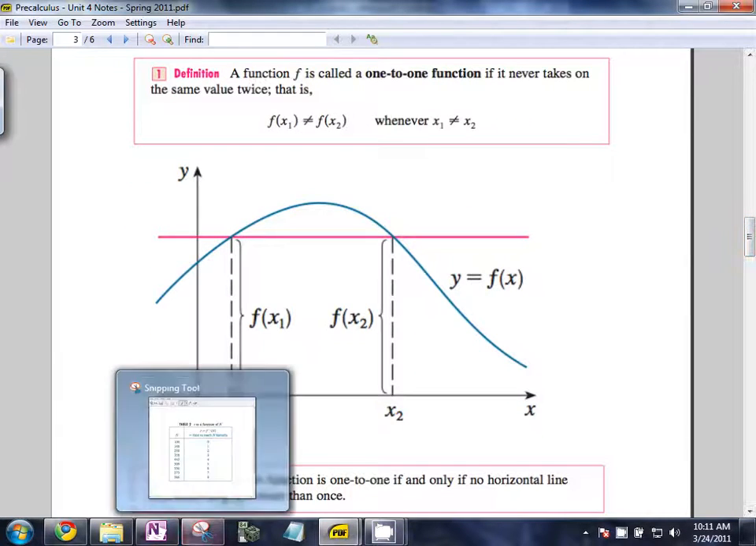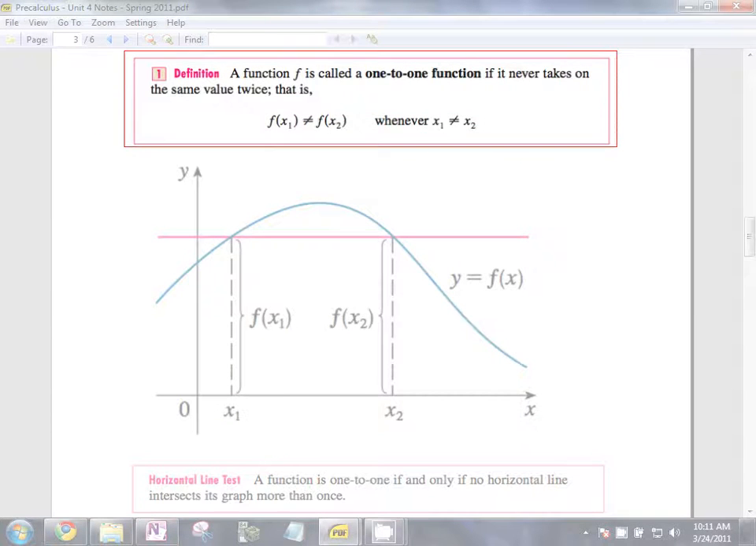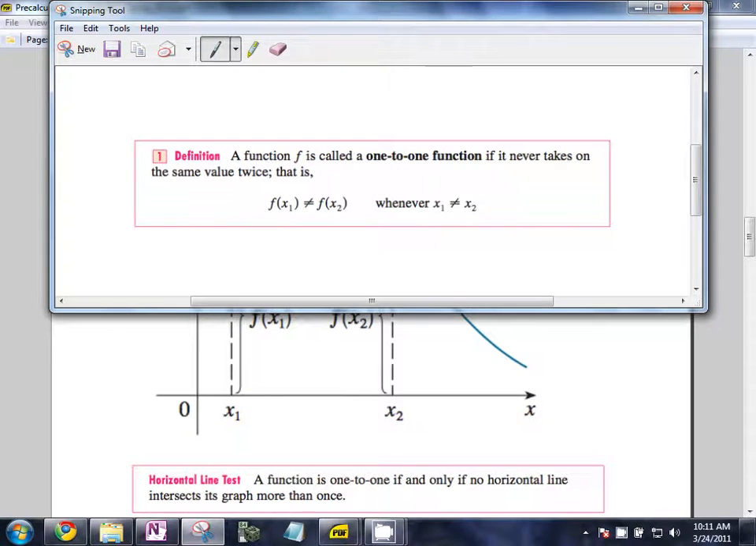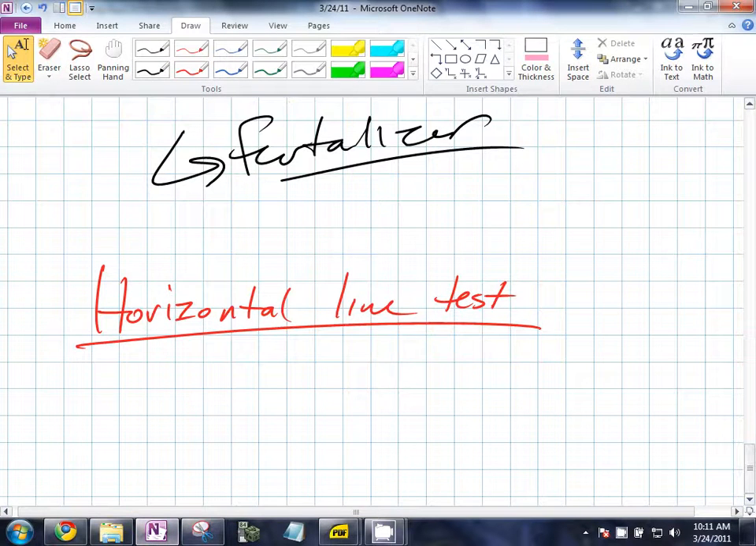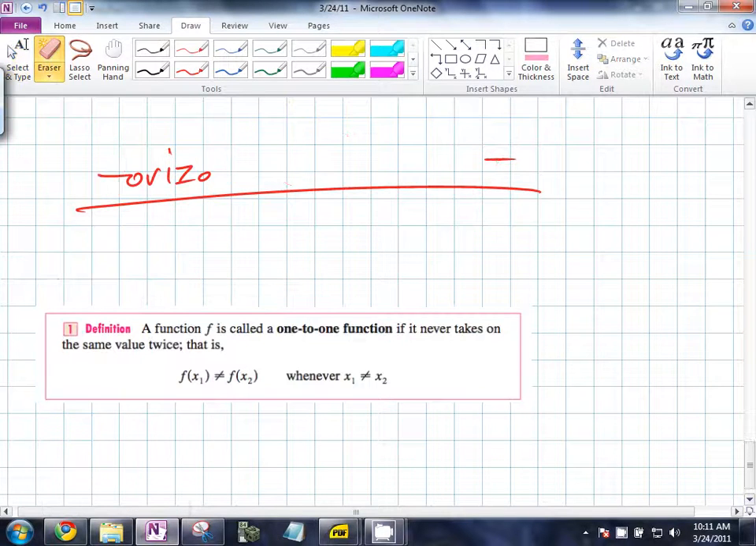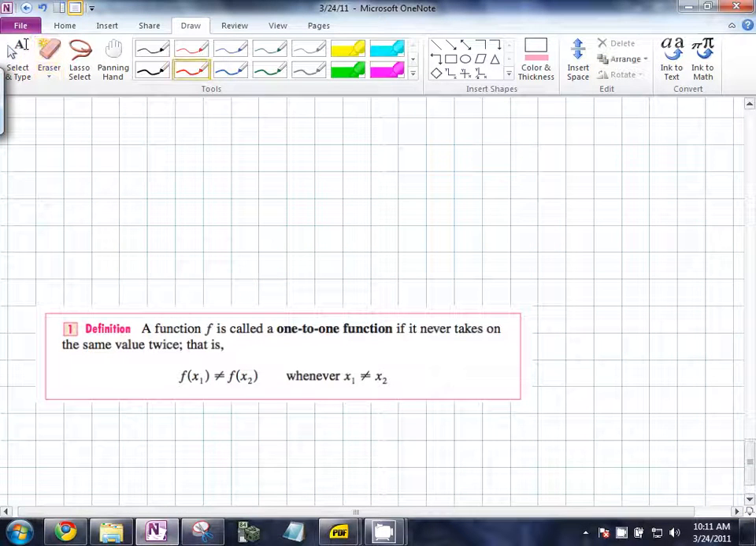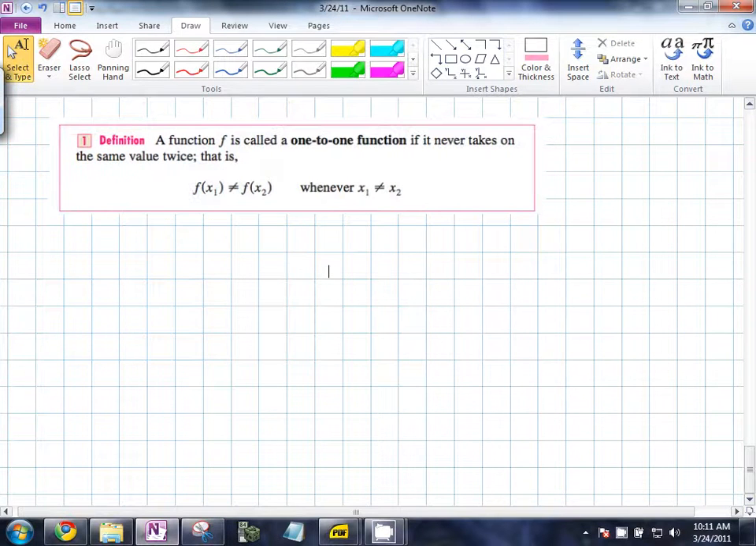A function is called one-to-one if it never takes on the same value twice. That is, if f of x1 does not equal f of x2 whenever x1 doesn't equal x2. Meaning, if you take two different x values, what are you always going to have? Two different y values. Exactly. I'm going to move this down. So yes, if you have two different y values, it had to have started from two different x values. You can never violate this. So two different y values are not equal if x values are not equal.